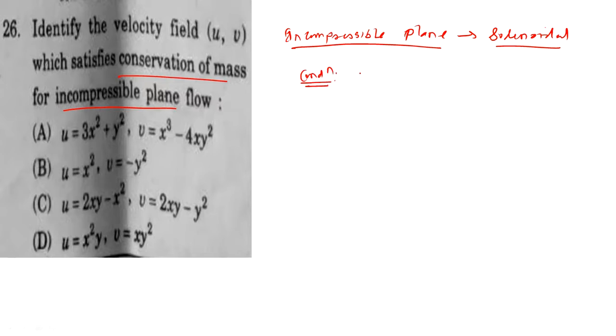To check whether this is incompressible or not, the condition is that we differentiate u partially with respect to x and v with respect to y, and check whether the sum is 0 or not. If it is 0, then we can say that this is an incompressible plane, and if it is not 0, then it is not incompressible. For the first option, u is equal to 3x square plus y square, and v is x cube minus 4xy square.